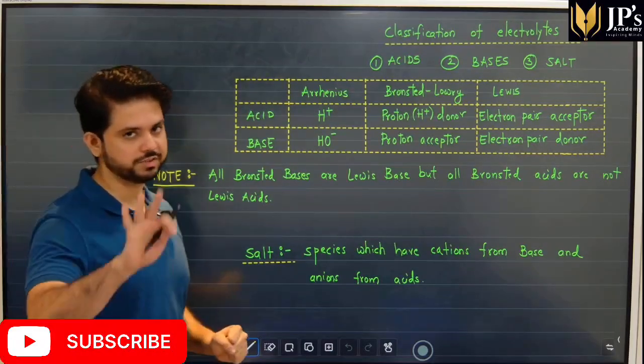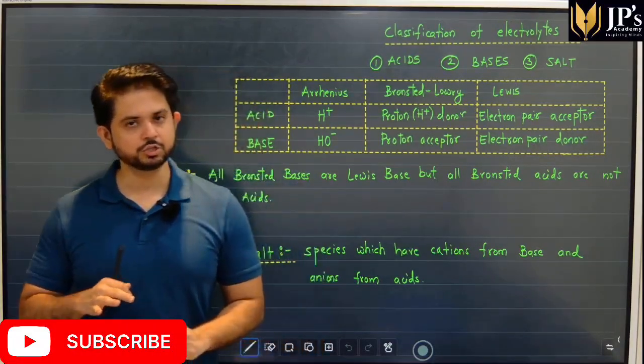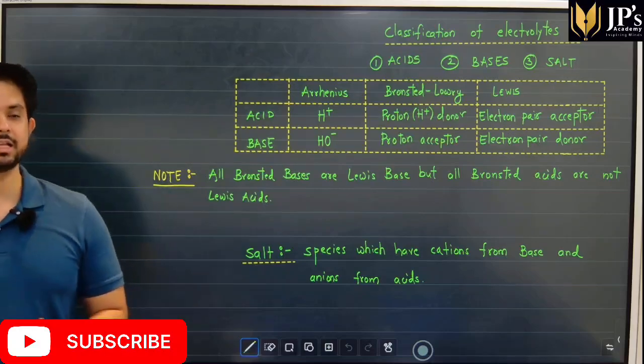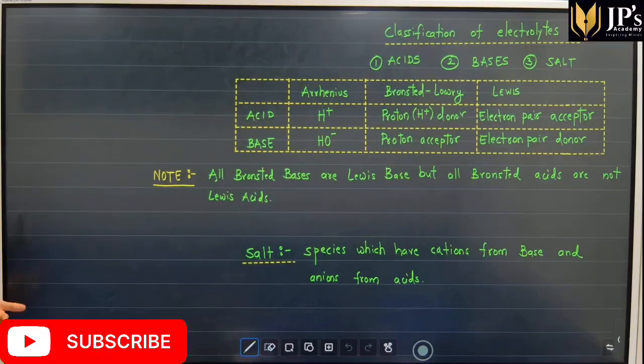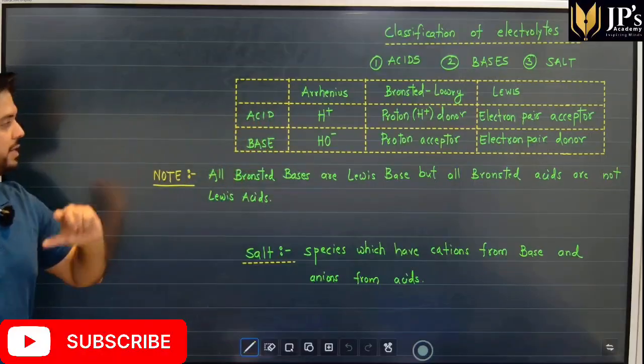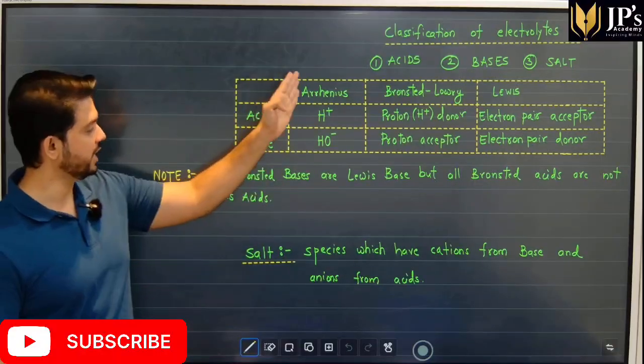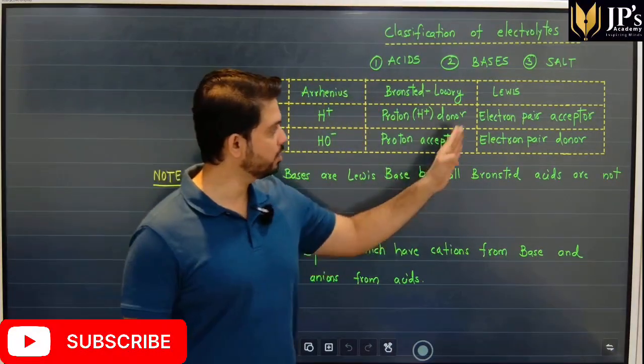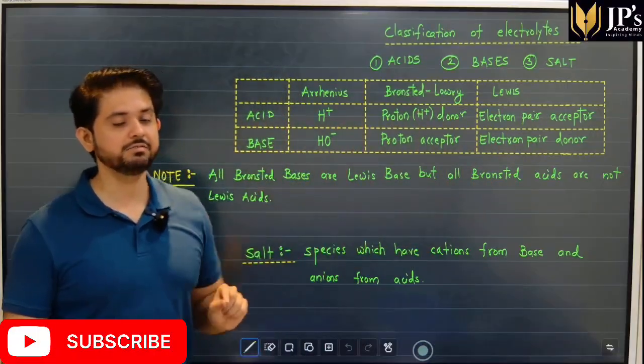Classification of electrolytes. We have three types of electrolytes. Students, we have acids, we have bases, and we have salts. Acids and bases can be further classified into Arrhenius, Bronsted and Lowry, and Lewis. Let's see one at a time.